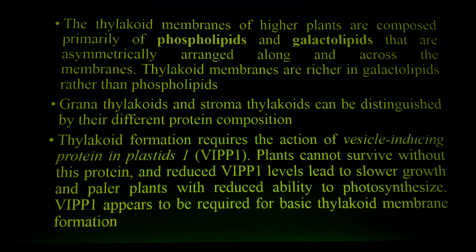This is very important. Like in other organelles, plant cell and animal cell membranes, they are phospholipids rich. But in this case, galactolipids. Like in the case of the mitochondria, the most important thing is cardiolipin. Here, the most important lipid is the galactolipid. Grana thylakoids and stroma thylakoids can be distinguished by their different protein composition. Stroma thylakoid and grana both have different protein composition.